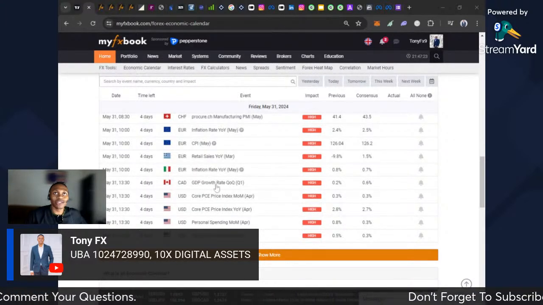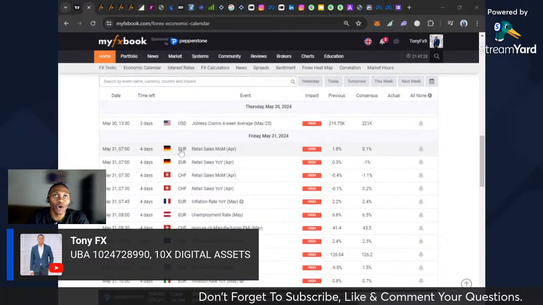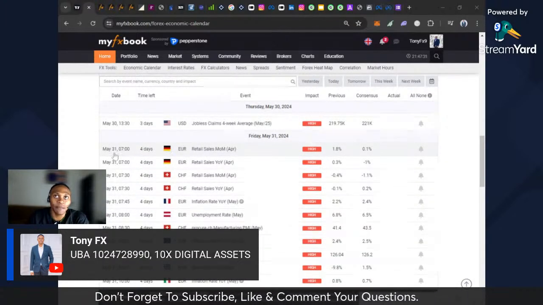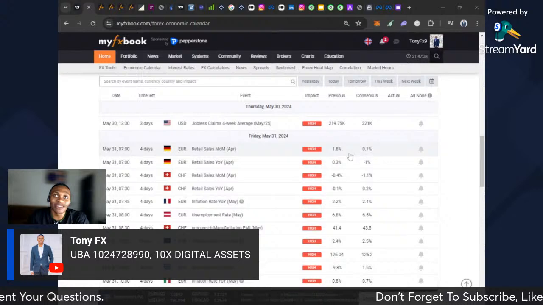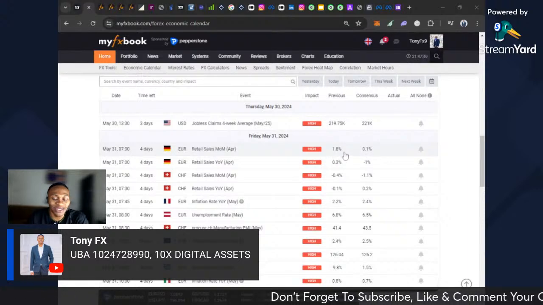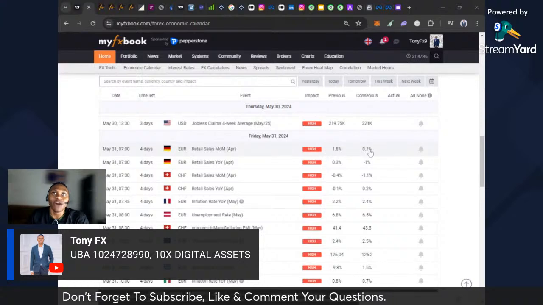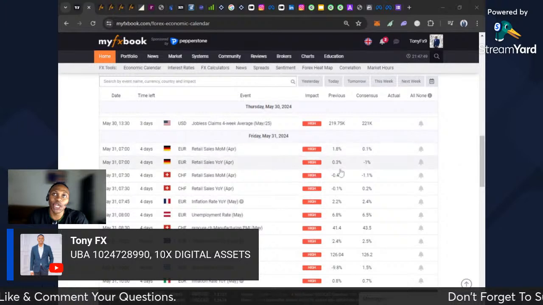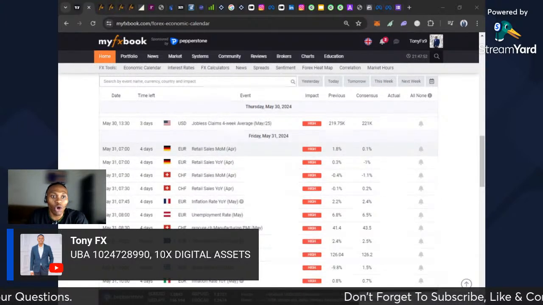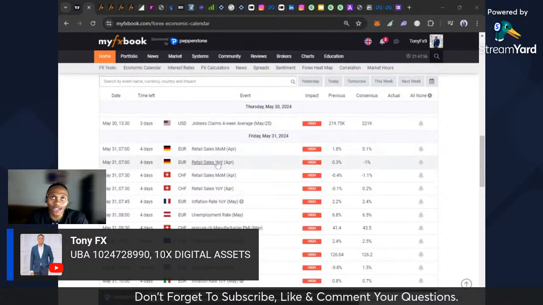So let's round up the fundamental analysis. On Friday, we have retail sales month over month for Euro, Germany to be precise, by 7 a.m. If you see a figure higher than 0.1%, it's going to give Euro strength. But currently 0.1% is lower than 1.8%, which was the previous data. So on Friday we're anticipating Euro to be weak, but once the actual news comes out by 7 a.m., then we can anticipate Euro to be strong if it is higher than 0.1%. Then retail sales year over year for Euro as well, happening by 7 a.m.